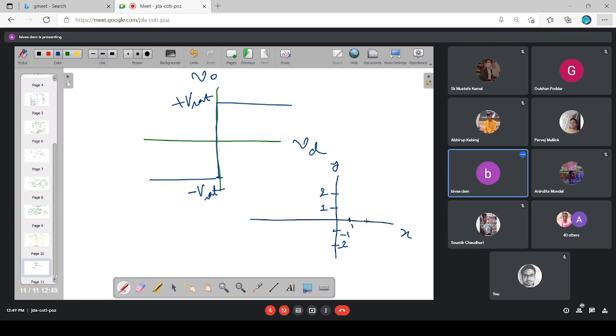So if VD is higher, more positive, then the value of V2 will always be greater than V1. That is true.